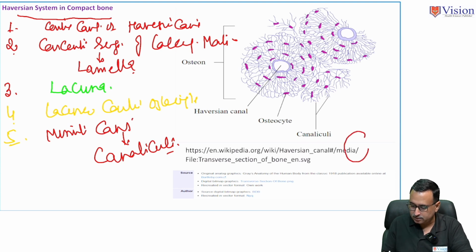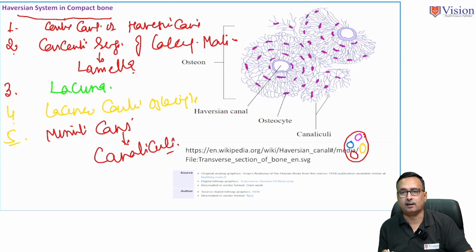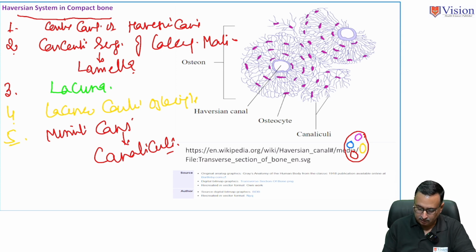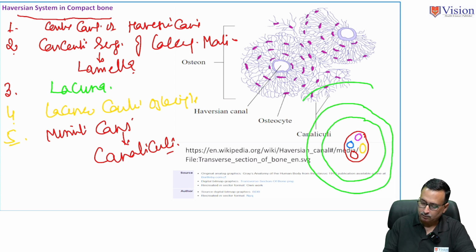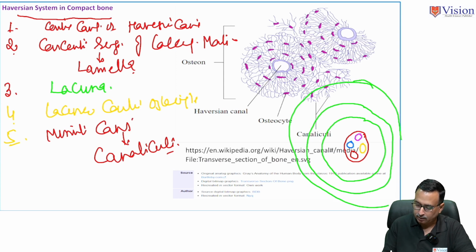This is a central canal. It contains lymph vessel, vein, artery, and nerve. These are present in the central canal. The central canal is surrounded by concentric rings of calcified matrix. These are concentric rings, and these contain lacunae. This is one lacuna. This lacuna contains an osteocyte.